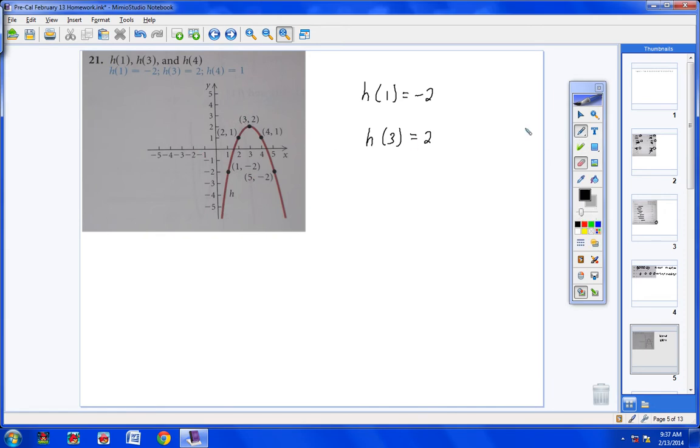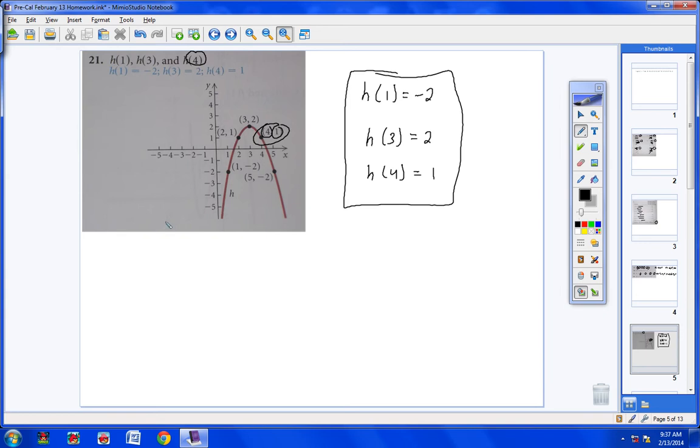And then lastly, they want us to evaluate h of 4. H of 4 equals, well, here's your ordered pair. You put in a 4, you got out a 1, so h of 4 equals 1. This is easy, but you're getting used to using functional notation, and you're also understanding what it means to put in a value and get it out when you're looking at a graph.